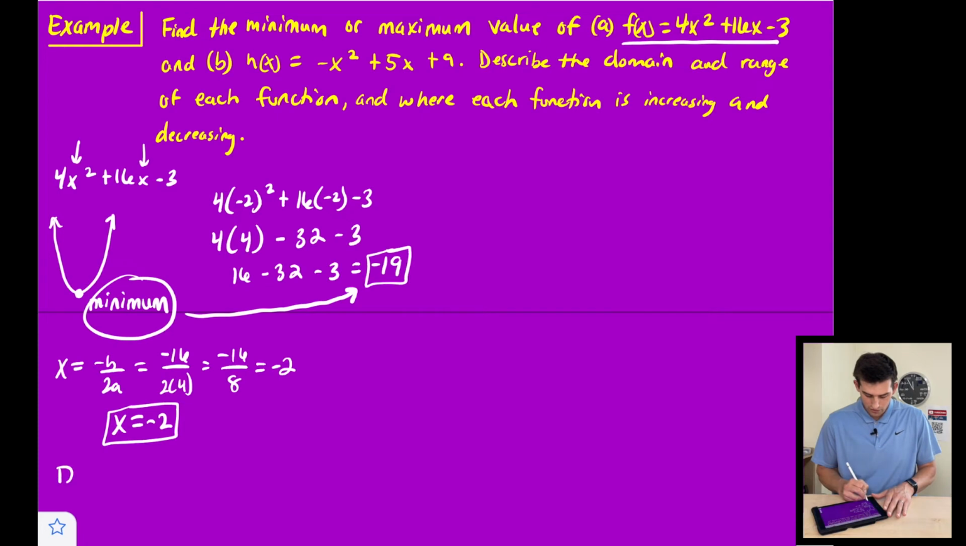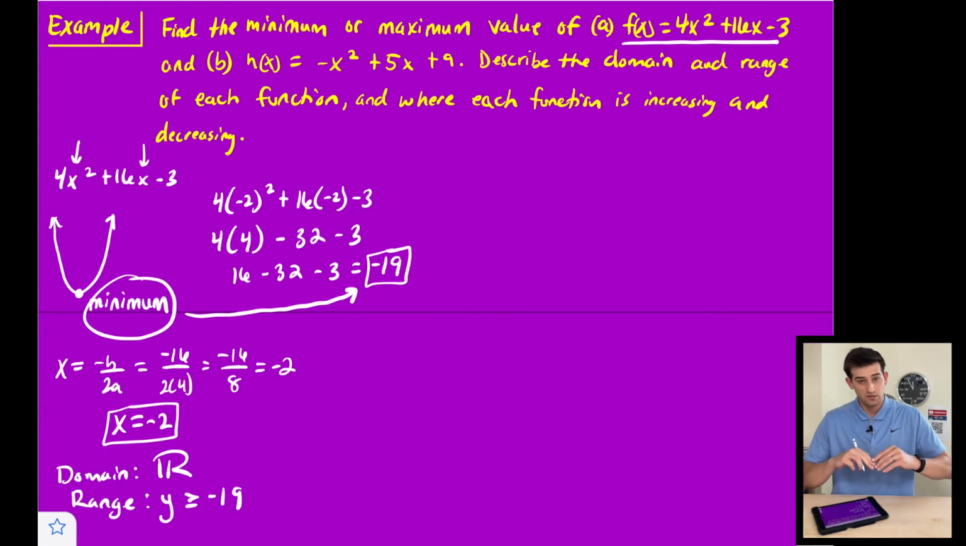So our domain here is all real numbers. That's our all real numbers sign. Our range now is going to be y is greater than or equal to negative 19. Greater than or equal because it's our minimum point, so all other y values are higher than negative 19, and also including negative 19, but no lower than that.